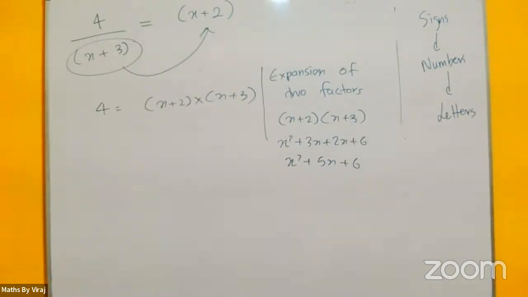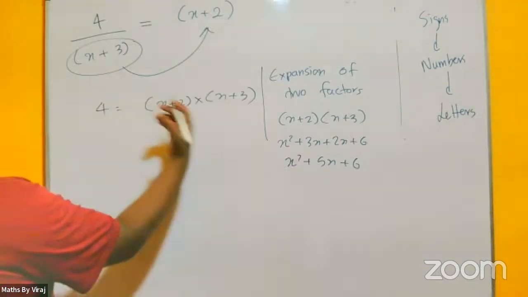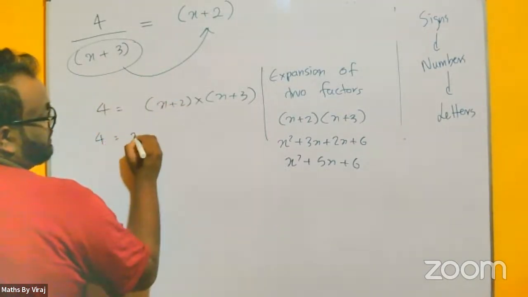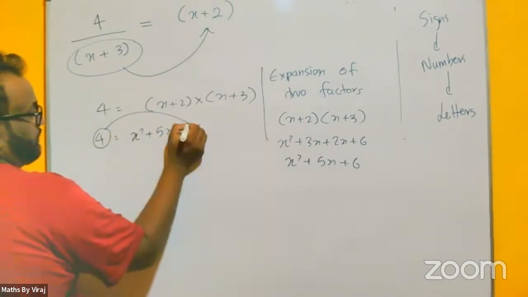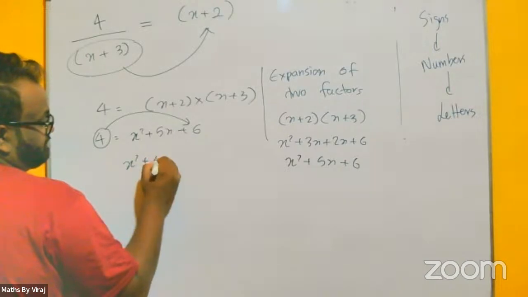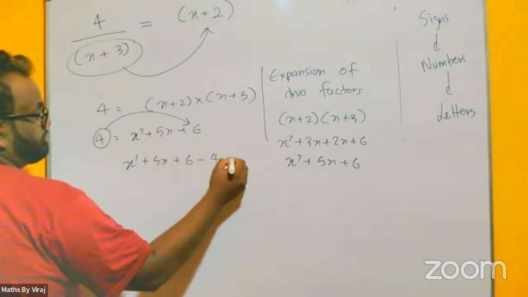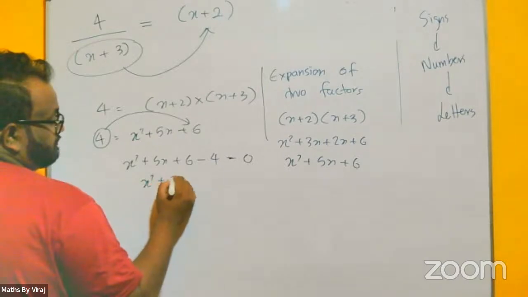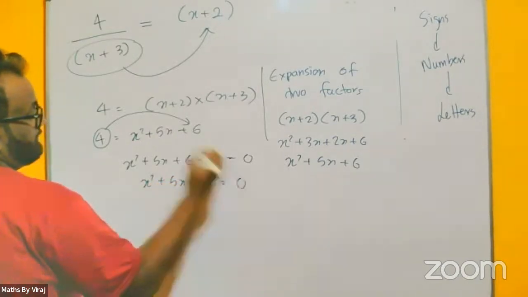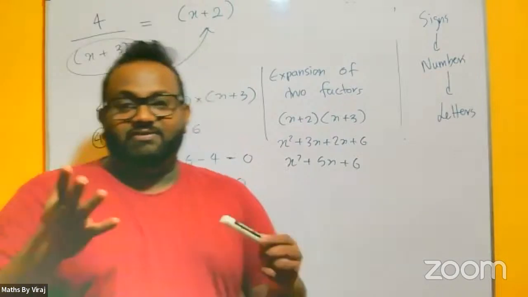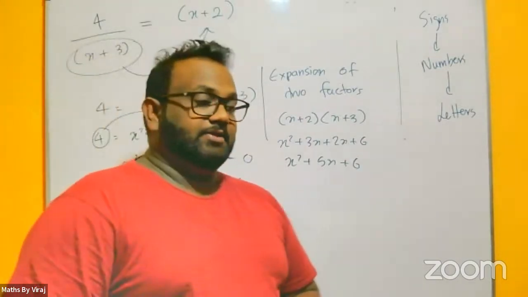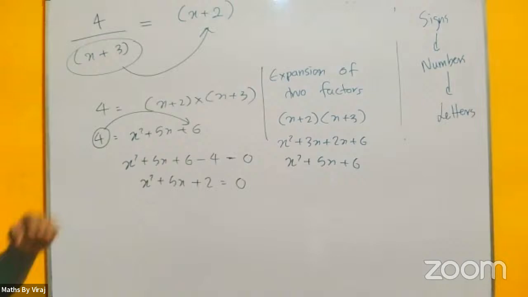Okay? Right. Now what do we have? 4 is equal to x squared plus 5x plus 6. Now when I take this 4 to the other side, what happens? As you can see, we cannot further factorize this using normal factorizing that you will have learned since grade 9. Right? So we'll have to leave it as such.